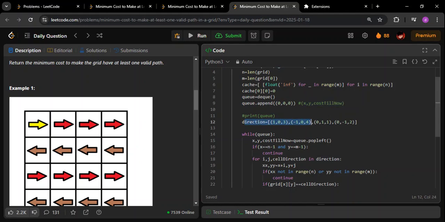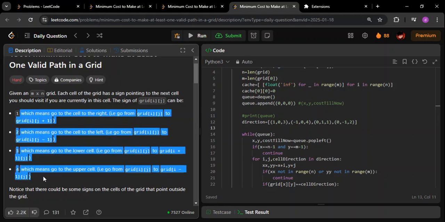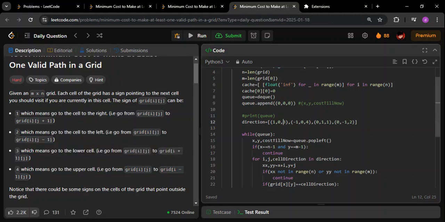Next I'm keeping a direction cell. In the direction, see this part: 1 comma 0, minus 1 comma 0, 0 comma 1, and 0 comma minus 1. One good thing that I've done is, instead of writing if conditions to handle these kinds of cases, I have interpreted the number here itself. For example, 1 comma 0 means you are going below. Okay, you are going to the cell below it. As simple as that. For that reason, 3 means going to the cell below it.